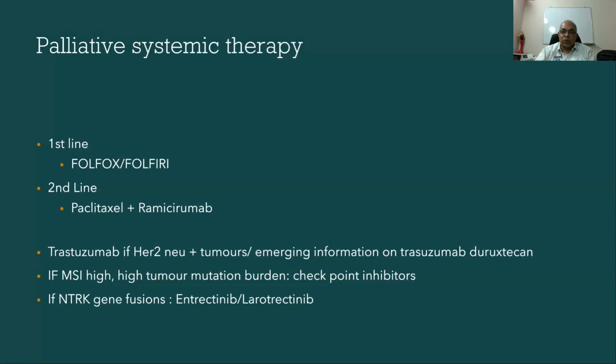And now there are a lot of new options. Typically these patients have their tumors sent for next generation sequencing, and these have thrown up several driver mutations in these tumors. One of them is this NTRK gene fusion. And there are now specific drugs which we may use in those patients.